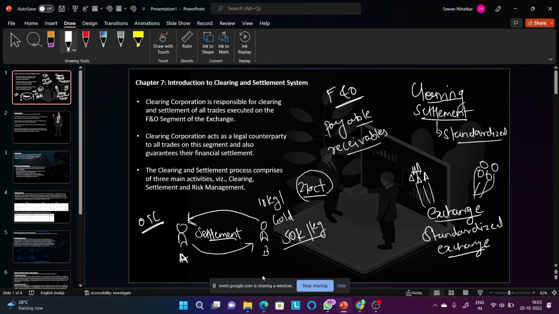So are you guys with me till now? Yes. Okay. So clearing and settlement basically, as the name suggests, वही सब होता है इसमें.